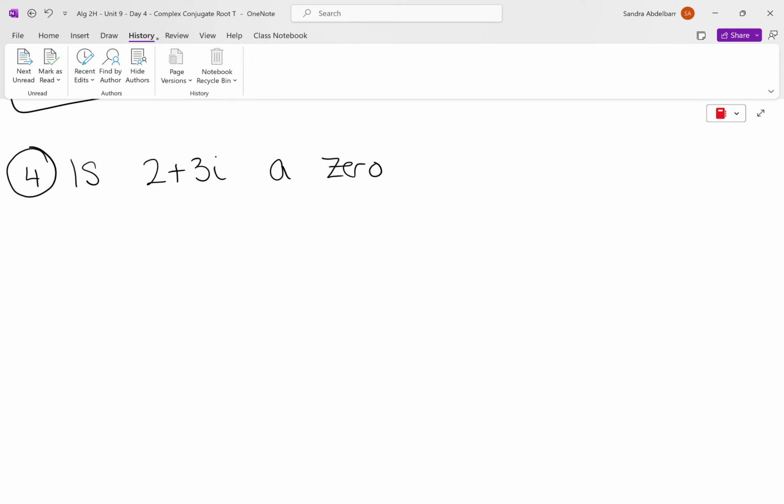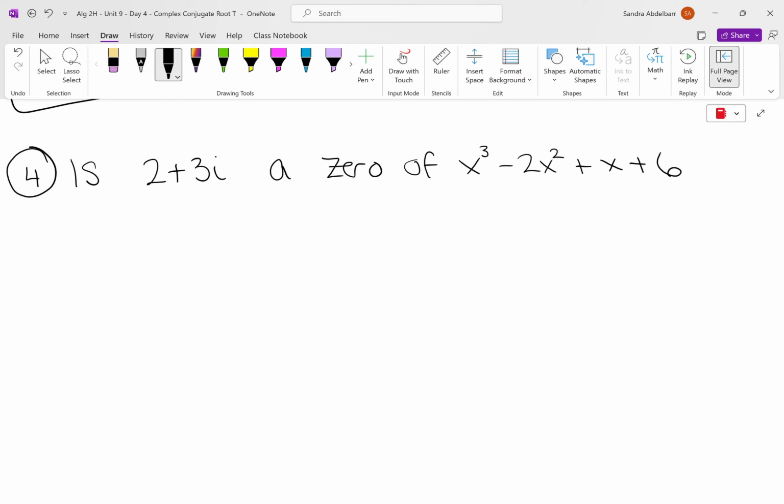Is 2 plus 3i a 0 of x to the third minus 2x squared plus x plus 6? What do you think the best way to do this problem is? Philip? Synthetic, exactly. The best way to do this problem is synthetic. So let's go ahead, set up our synthetic. We are going to do 2 plus 3i in the box.